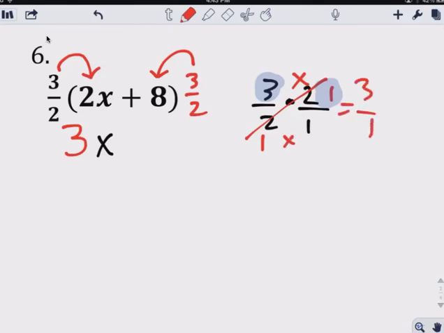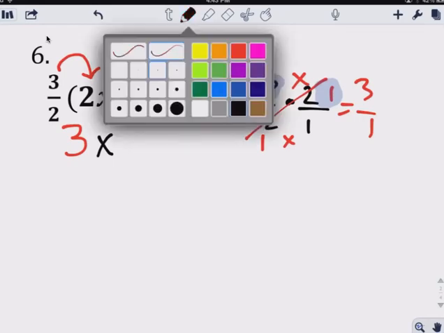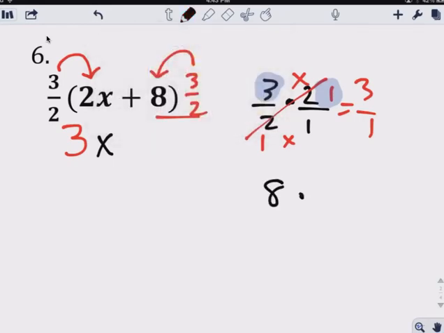Okay, we multiply this second one. It is 8 times 3 over 2. Okay, 8 over 1.